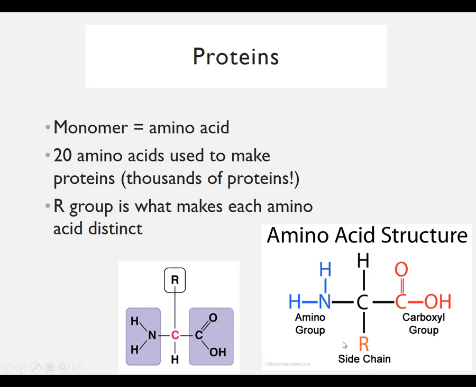Otherwise, the amino acids are the same. They have the amino group, the carboxyl group, and that hydrogen coming off of a carbon. So if I show you something that has an R coming off of it, you know it's an amino acid.